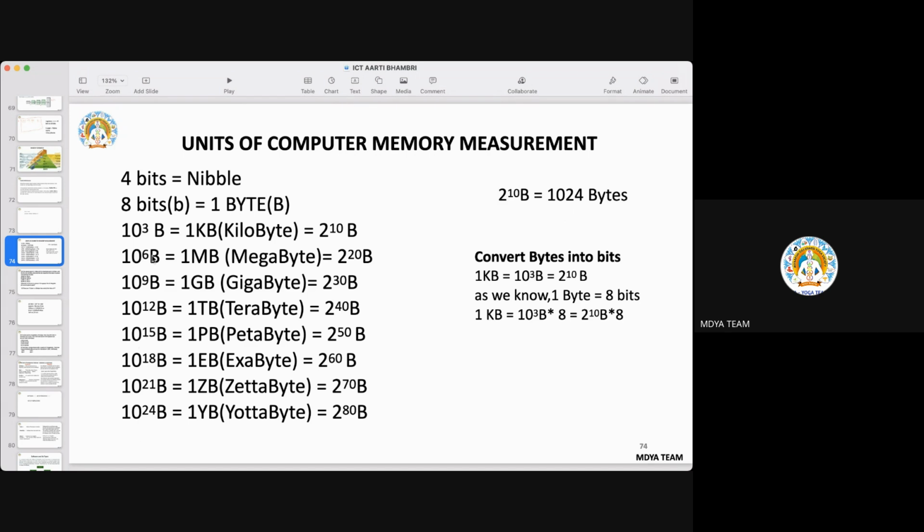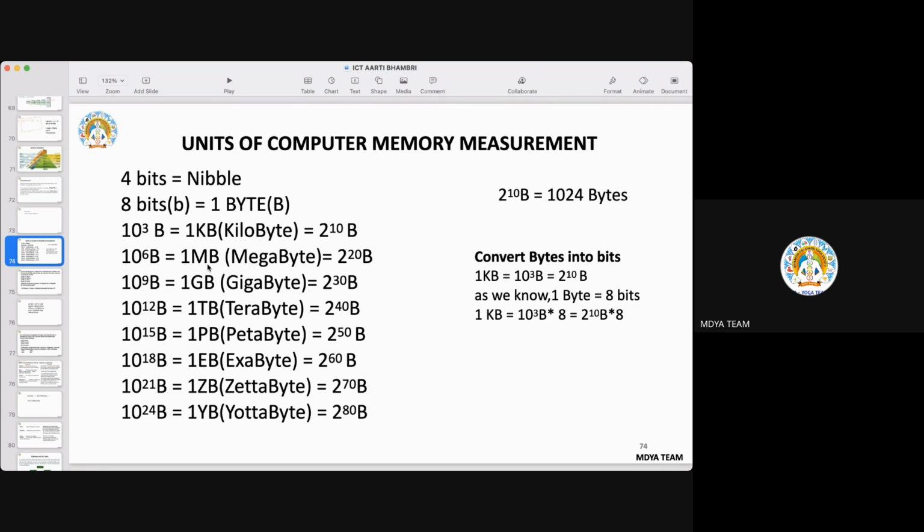This is because the decimal numbers, 0 to 9, are what we generally use, but here we use binary bits. So the base is 2, and 2 raised to 10 is equal to 1024. That's why 1 kilobyte is never 1000, it is 1024 bytes. So remember this. All right.